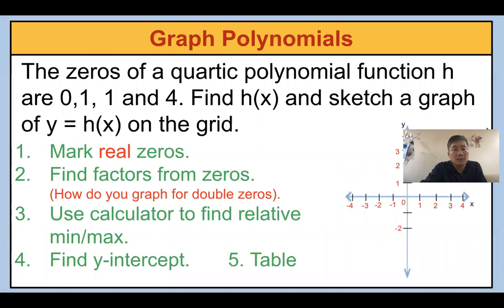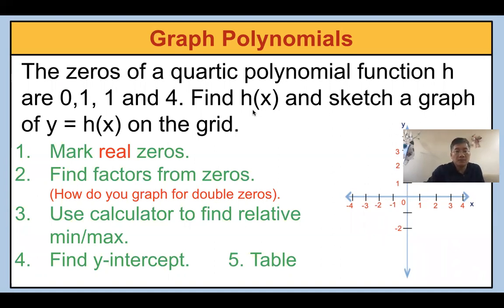Let's see. The question says that the zeros of a quartic polynomial function. Quartic polynomial means a degree 4 polynomial, right? So at maximum, how many zeros can you have? 4 zeros, because it's degree 4. So the zeros of H of X are 0, 1, 1, and 4. Find the function H of X and sketch the graph of Y equal to H of X on the grid. So how can we draw the graph?